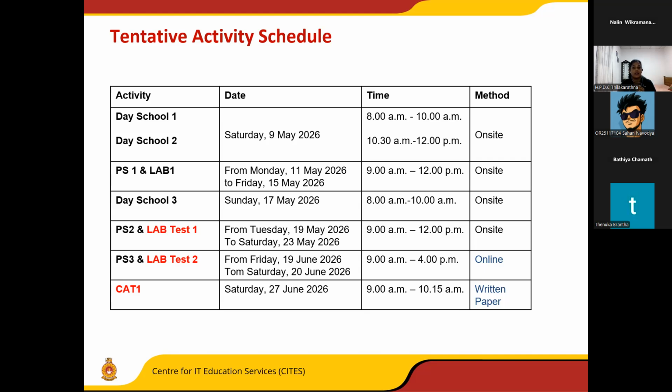It is also conducted on site, and later day school 3, and later a practical session and a lab test, later a practical session and a lab test, and later a continuous assessment test, which is a written paper. So up to the CAT, I have mentioned the activity schedule, but after the CAT examination, the rest is not scheduled yet, right? That is why I have mentioned here only up to CAT.